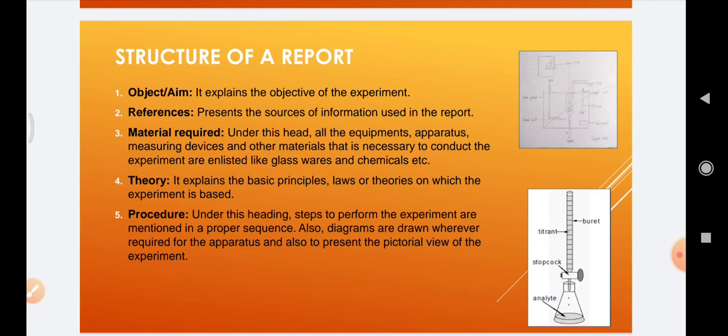The next is the theory, and it explains the basic principles, laws or theories on which the experiment is based. The next is procedure, and under this heading, steps to perform the experiment are mentioned in a proper sequence. Also, diagrams are drawn whenever required for the apparatus or to present the pictorial view of the experiment.